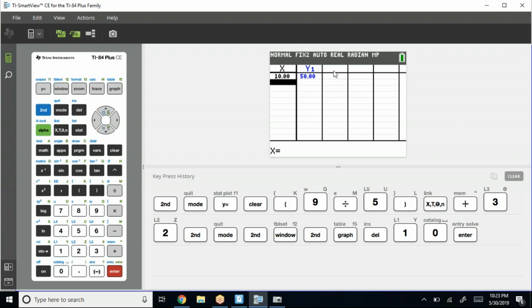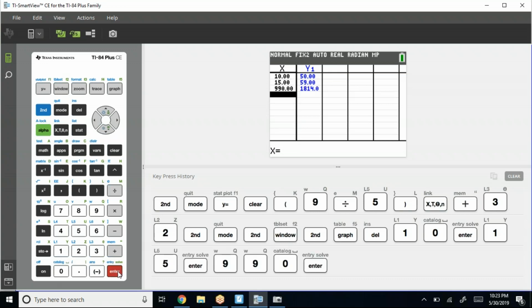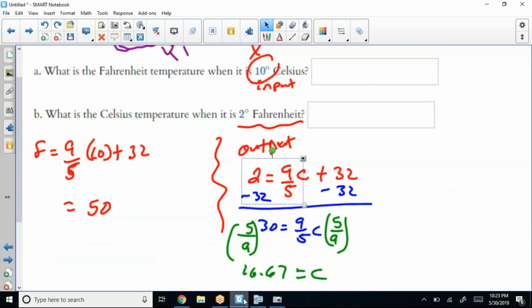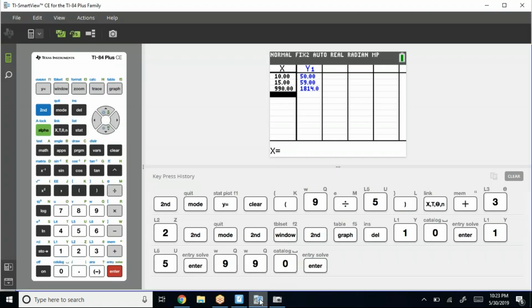So that's how you would do that. I mean, I could pick anything. I could pick, that's 10. I could pick 15, boom. 90, boom, right? Anything that I pick, once I hit enter, it will evaluate it because my equation is in Y1, right? So that's how you get the input, the A, right?